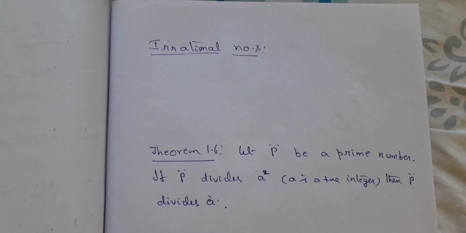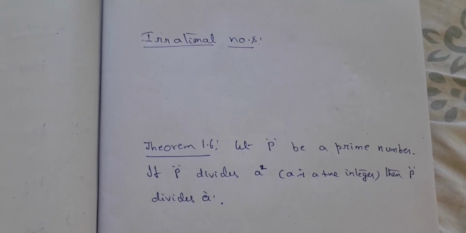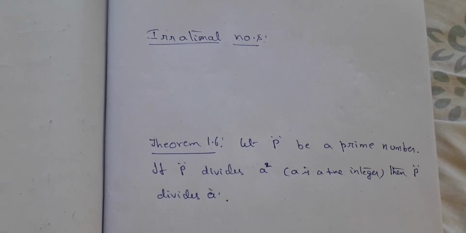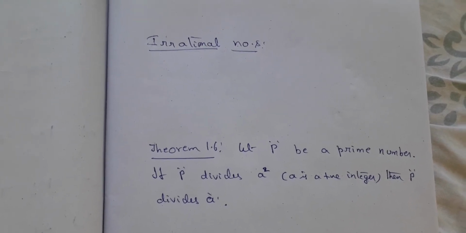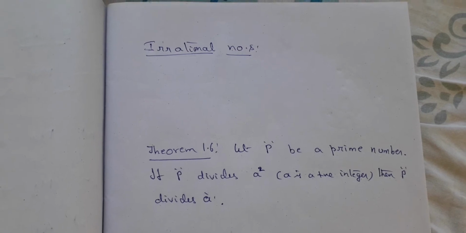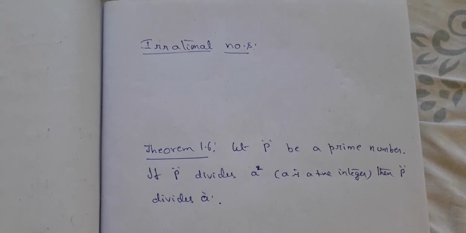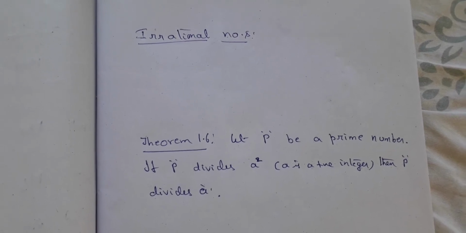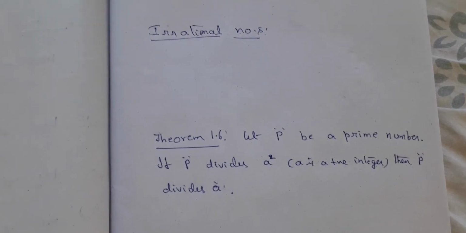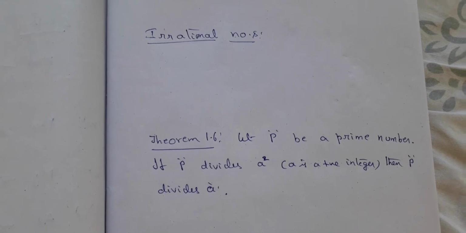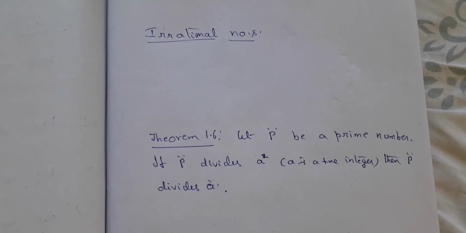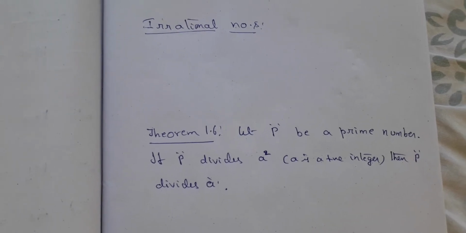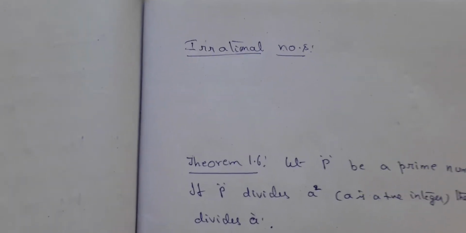Irrational numbers are those which cannot be expressed in the form of p by q. And if it is in decimal form, if you want to identify an irrational number, then it should be non-terminating as well as non-recurring. Such numbers we call irrational numbers.